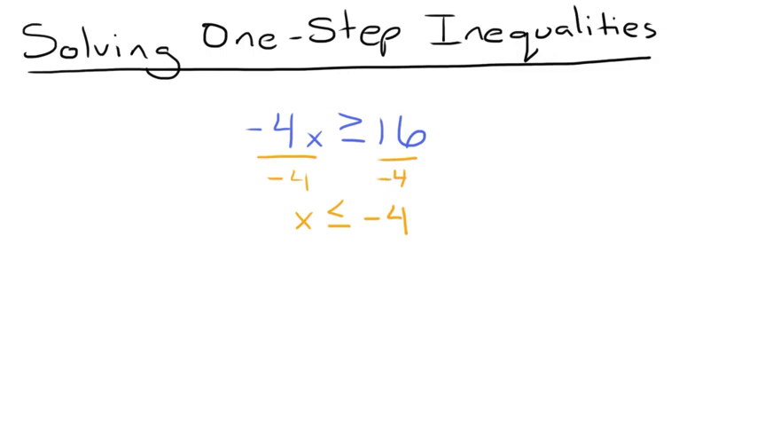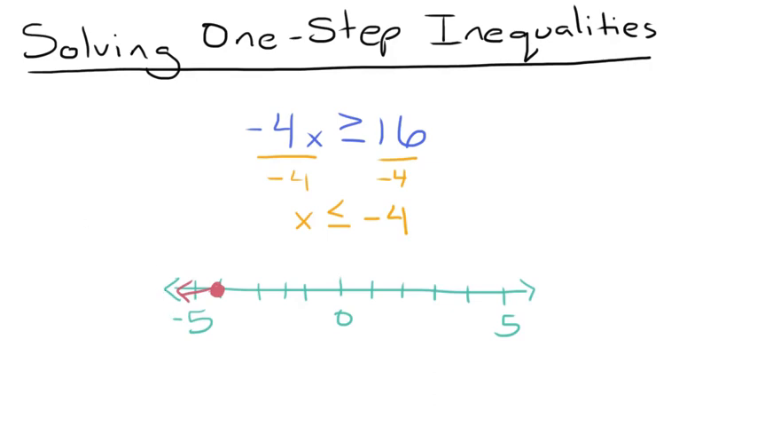Now let's graph our answer. So for this one, I'm just going to go to 5 on either side. So we'll have 1, 2, 3, 4, 5, and 1, 2, 3, 4, 5. So -5 over here on the left. So since we have a less than or equal to sign, we're going to draw our dot over -4 and shade it in because it's equal to. And then it's less than or equal to, so we're going to draw our arrow to the left.